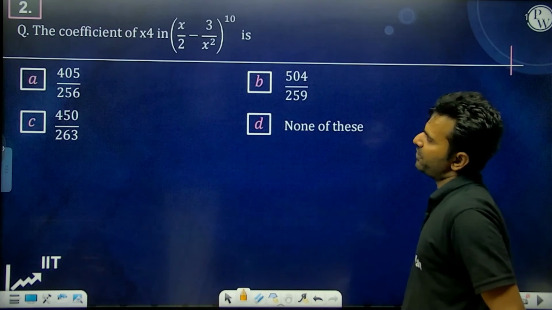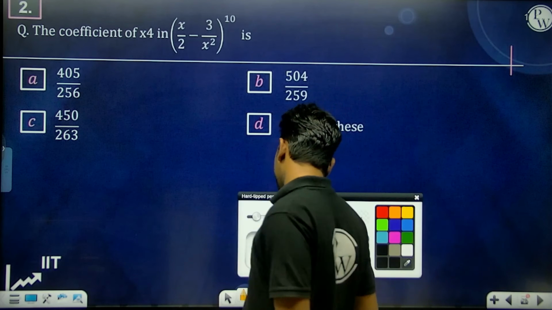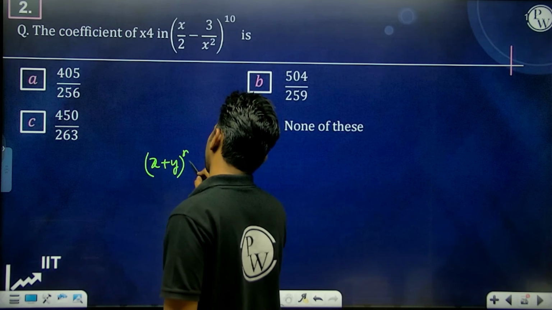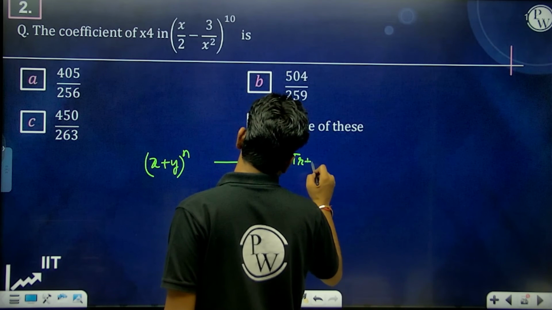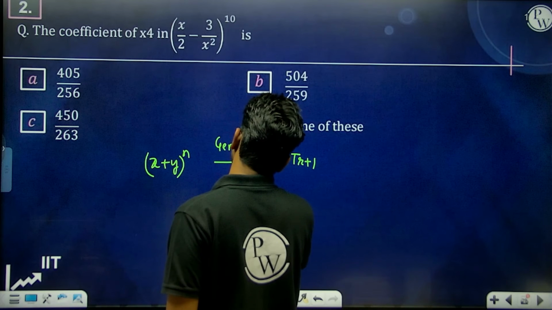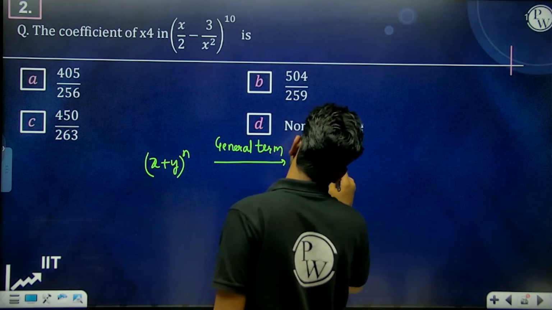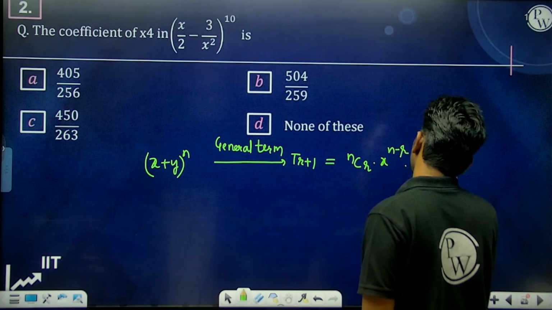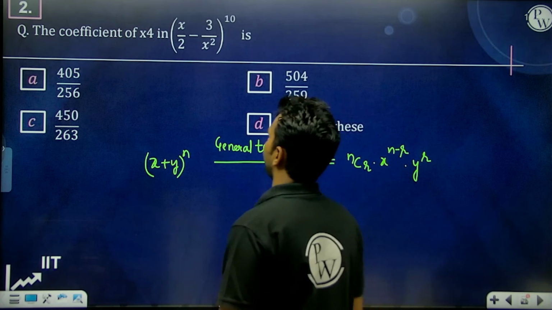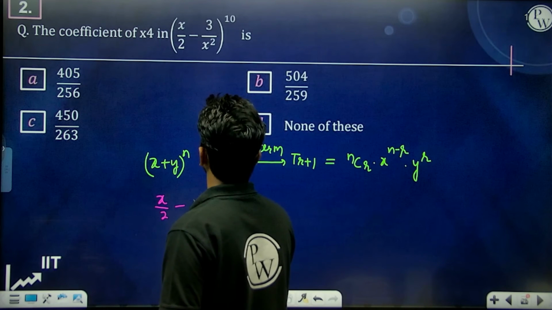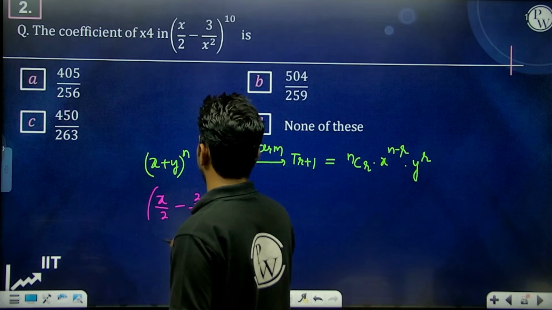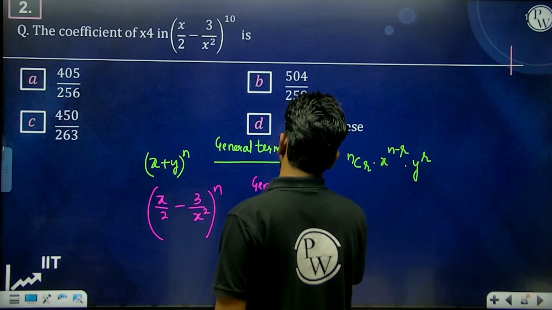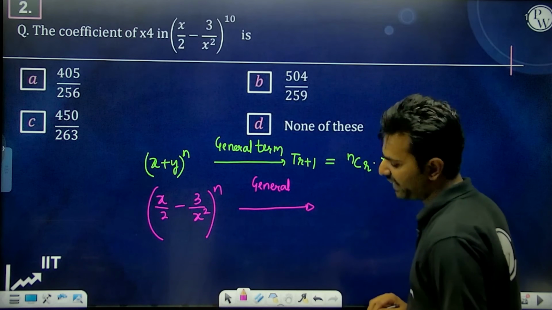All right, the coefficient of x to the power 4 in this expansion. All these kind of questions bring us to a logic: write down the general term for this particular expansion. So we know that the general term is T(r+1), and this is written as nCr into x to the power n minus r into y to the power r. So over here, this is given to us: (x by 2 minus 3 by x square) to the whole power n. So in this, if we want to write down the general term, then in place of x we have x by 2, and in place of y we have minus 3 by x square.